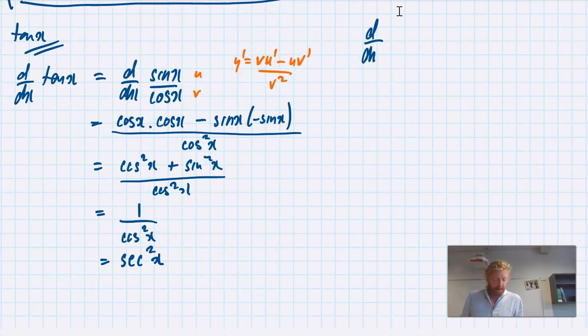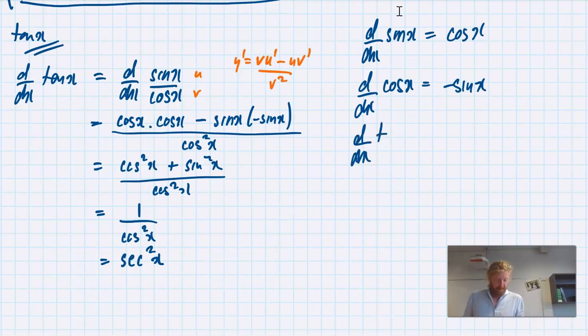So now I've done all three trig functions. D by dx of sine x equals cos x. D by dx of cos x equals minus sine x. And d by dx of tan x equals sec squared x. These can also be used with functions in here where they spit out the derivative out the front. Now, that took a while. Apologies. Now let's do it the easy way.